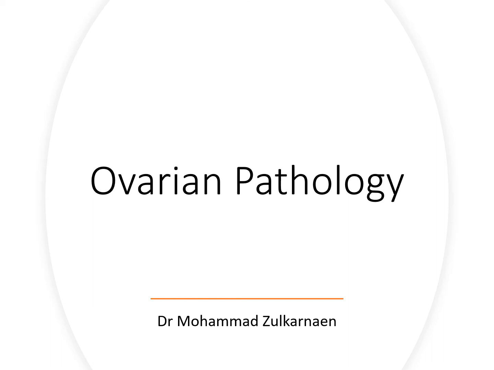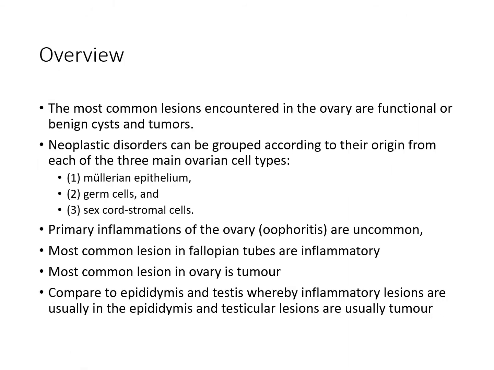Today we are going to look into the pathology of the ovary. Most common lesions in the ovary are cysts and tumors, and they can be derived from either the epithelium, the germ cells, or the sex cord stromal cells. Primary inflammations of the ovary are uncommon, and most common lesions in the ovary again are tumors, and most common lesions in the fallopian tubes are inflammatory. You can compare this to the epididymis and testis.